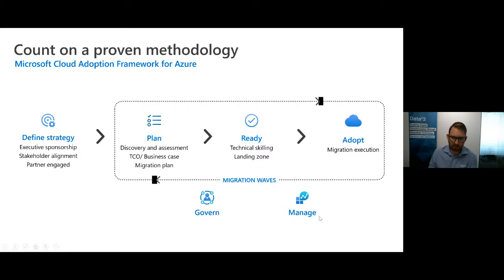So that CAF guidance is really, really good, and I think there's a link. Marcel, can we share that one with the audience? Yes, the CAF link has been shared in the announcements.